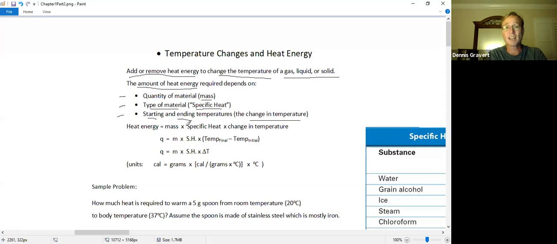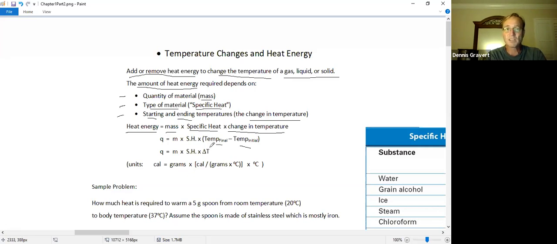Okay, so that's how we're going to calculate it. How much heat energy is required? Well, let's find out how much of the object we have, its mass. Tell me what type it is. We'll get the conversion factor that's called specific heat. And then also tell me how much of a temperature change you want. In algebra form, we're going to use the letter Q to represent the heat energy, the letter M to represent the mass. We'll abbreviate specific heat as SH. And the change in temperature, well, we're going to subtract. So what's our final temperature minus our initial temperature?